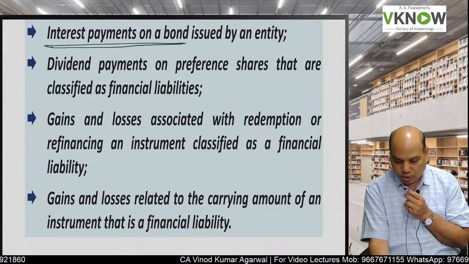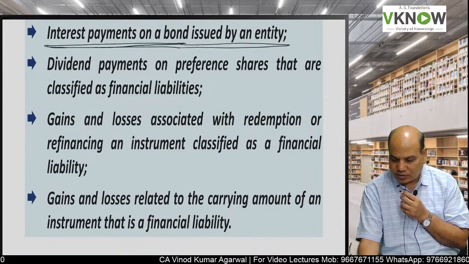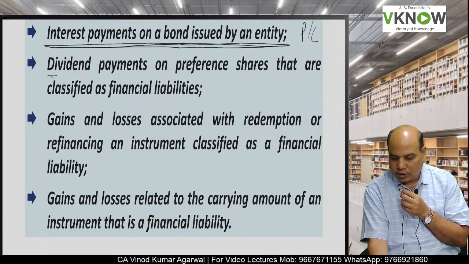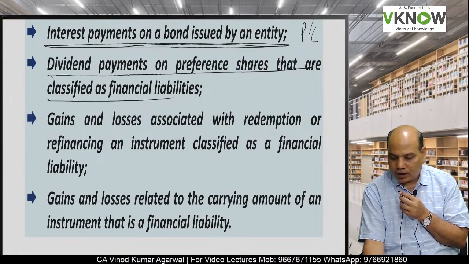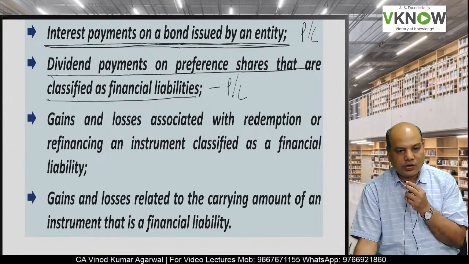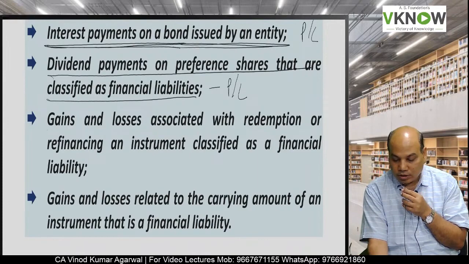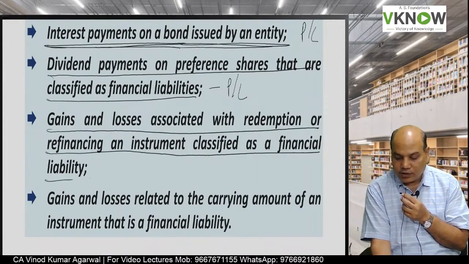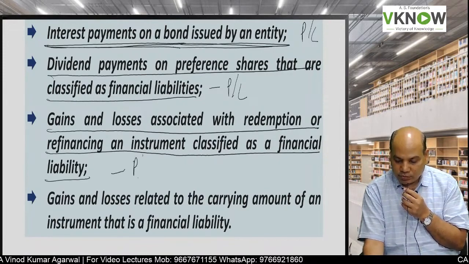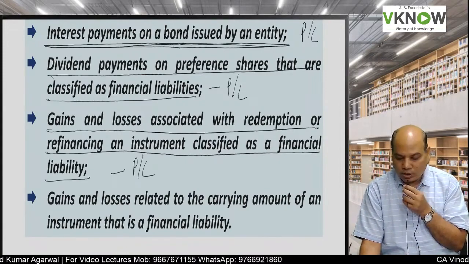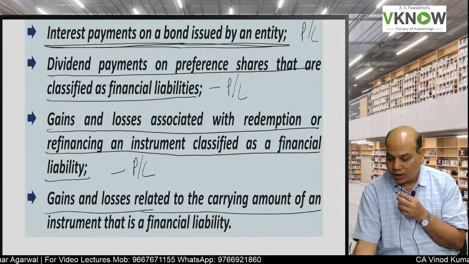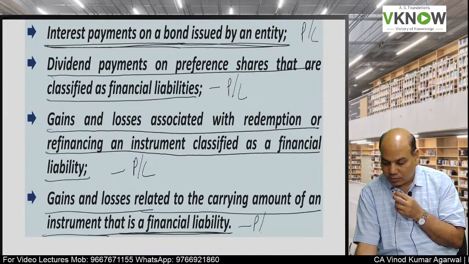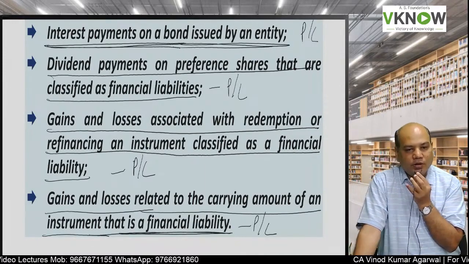Interest payment on a bond is an expense, will go to the P&L account. Dividend on preference share, which is classified as a financial liability, is an expense, P&L account. Gains and losses on redemption or refinancing of an instrument classified as a financial liability is an expense which will go to the P&L account. Gain and loss relating to the carrying amount of an instrument which is a financial liability will be transferred to the profit and loss account.